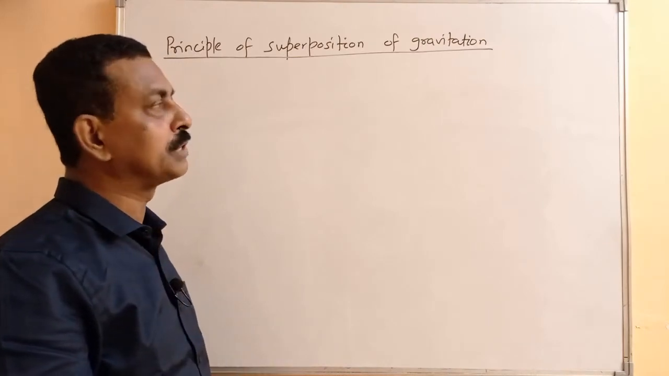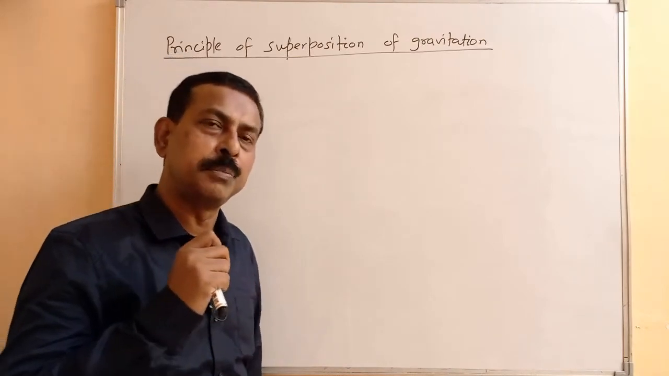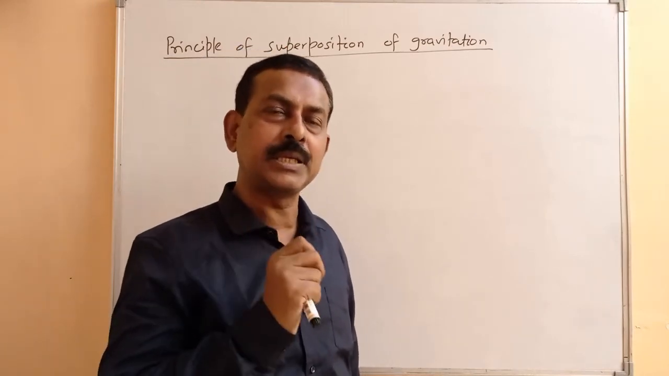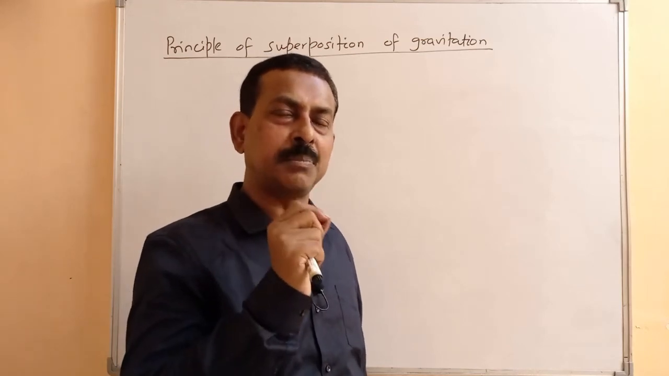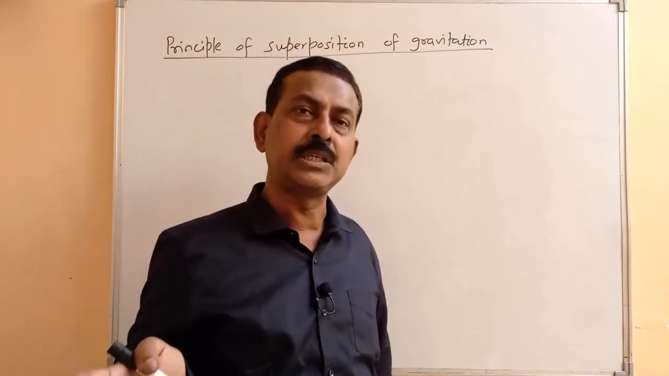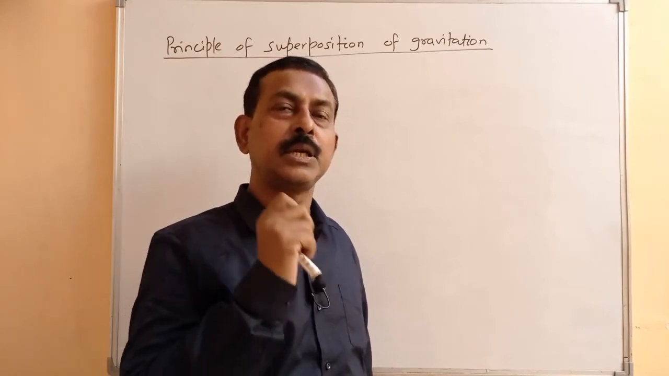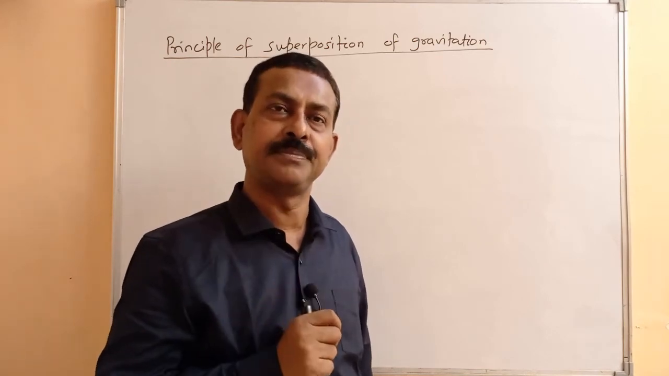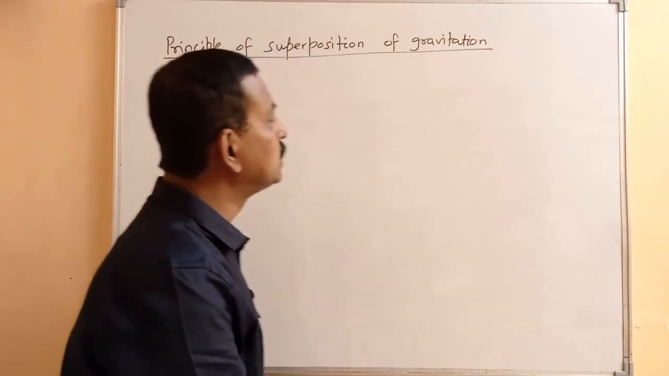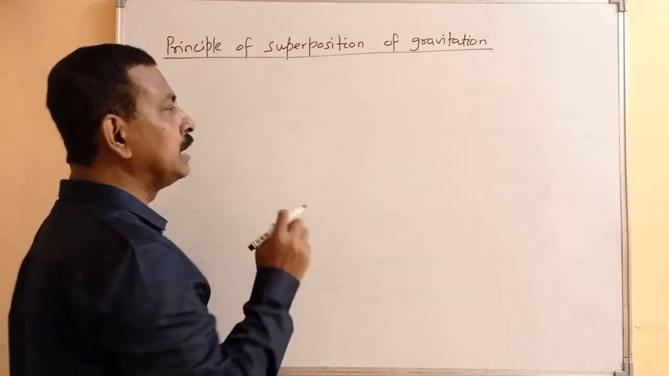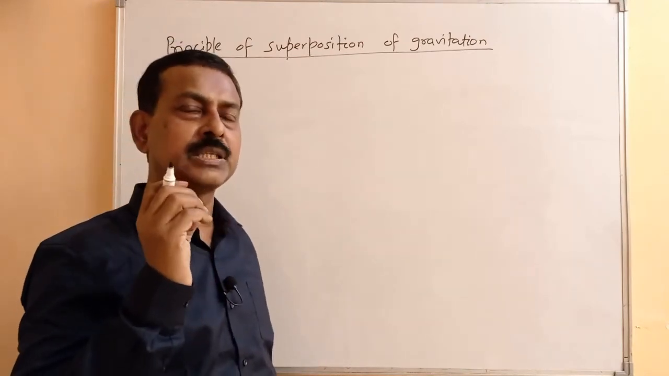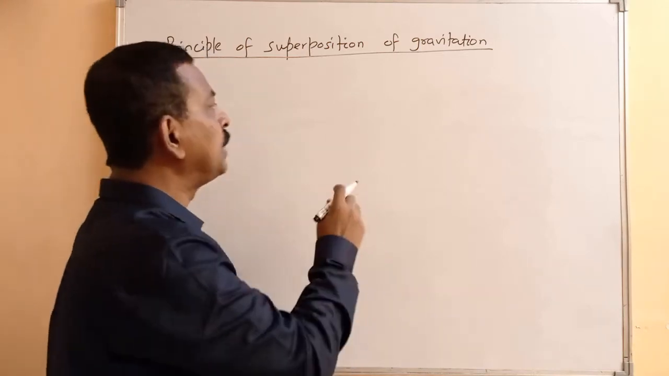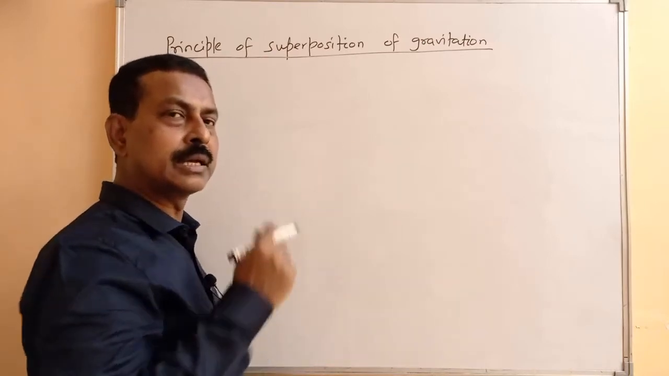Principle of superposition of gravitation. What is that? Principle of superposition of gravitation states that the resultant force experienced by a particular point mass due to a number of point masses is equal to vector sum of the force due to individual masses on that. So that means, suppose I take that force, resultant force experienced by one particular point mass, and on that we have different point masses exerting gravitational force.